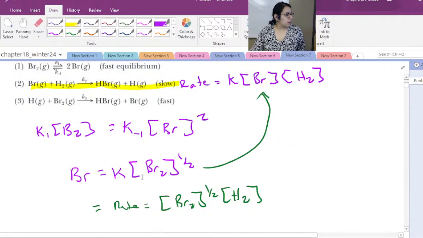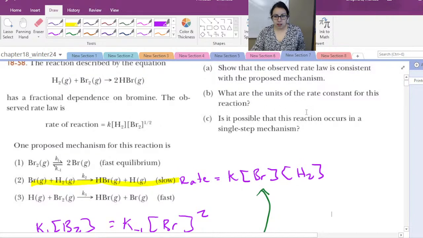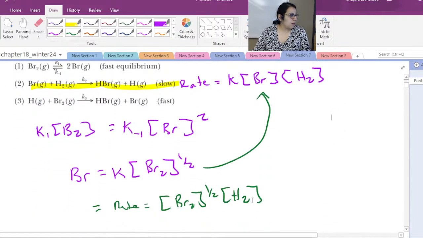All right, good. So what are the units of our rate constant then? This is kind of interesting. So take a minute, try to figure this out if you haven't already.